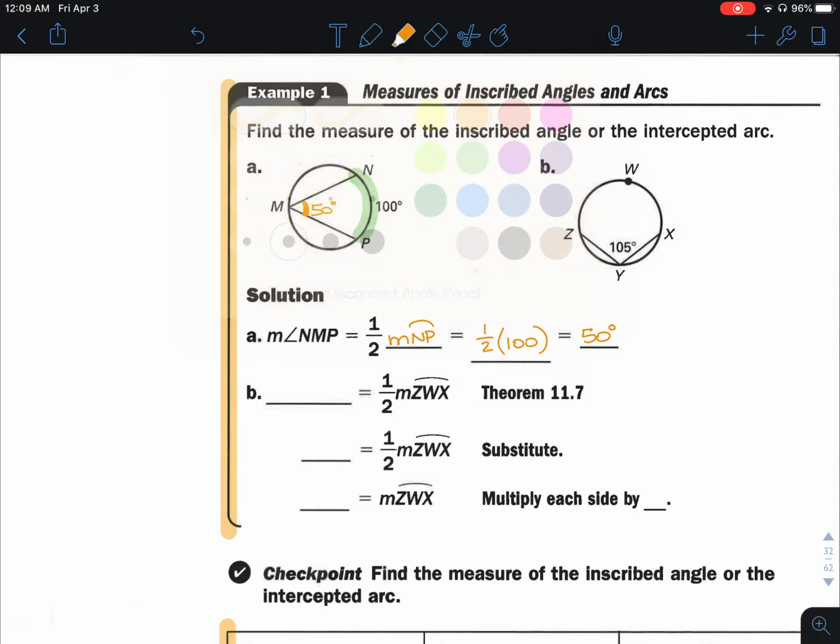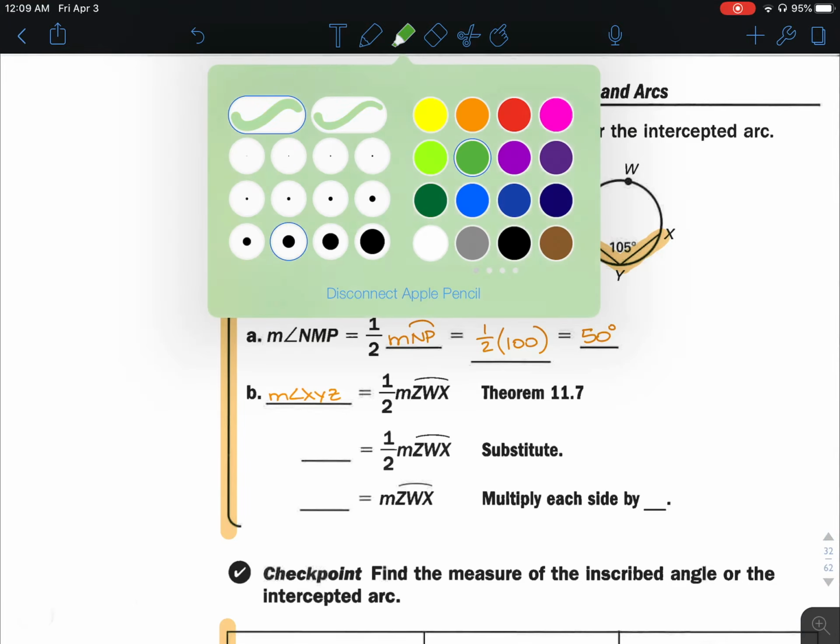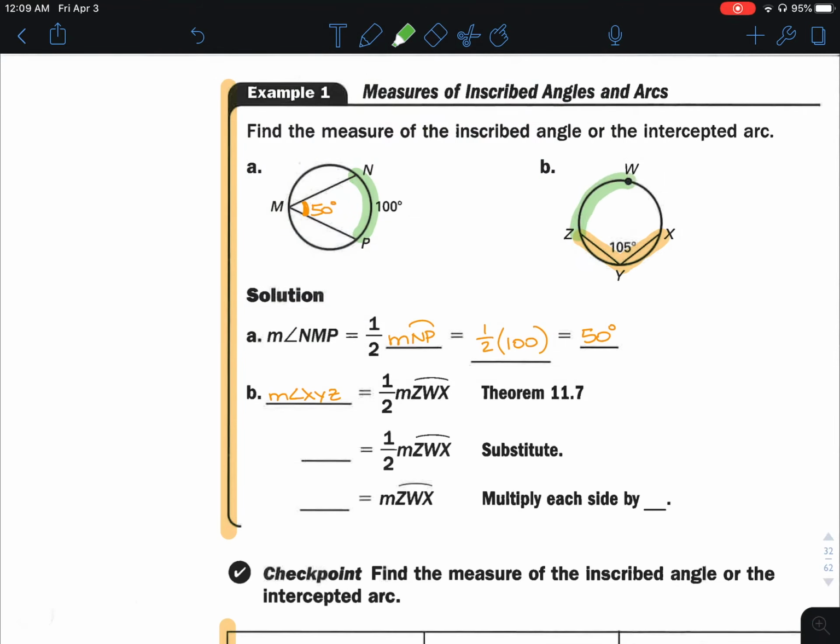Let's talk about B. So right now I'm actually given my inscribed angle. I have to find my intercepted arc. So we're doing almost like the opposite. In this case, I'm given the measure of angle XYZ, which is half of my arc ZWX, which is this green part that I want to find.